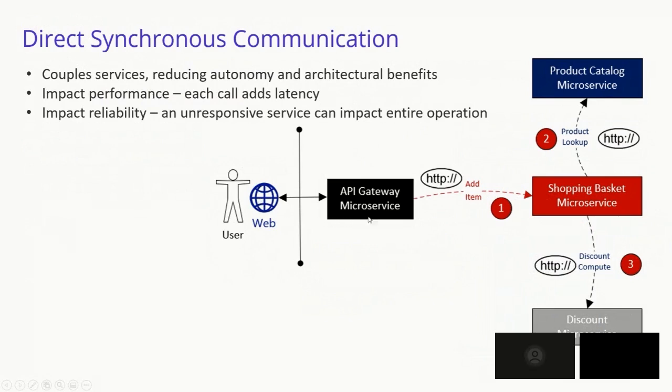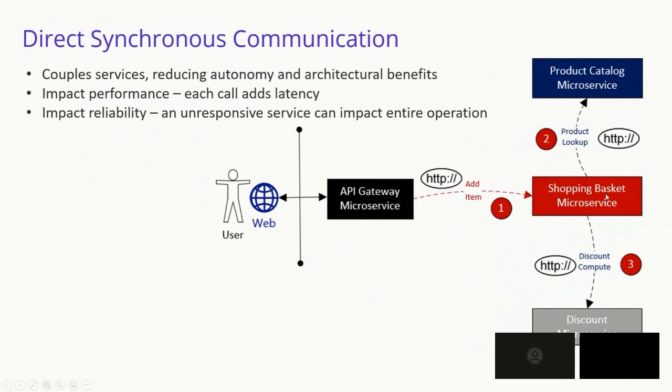It sends a message to the API gateway that says add item to basket. The gateway routes that call to the shopping basket microservice on the back end, saying this user wants to add this song from Charlie Daniels to the shopping basket. The shopping basket goes, hang on a second. You know what? I need more information about that song. I have this ID, but I need to call the product catalog to do a lookup on that song.